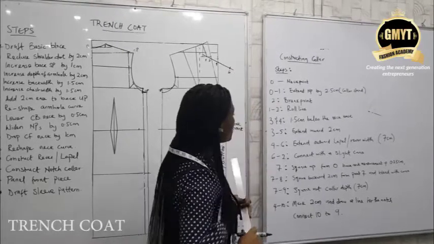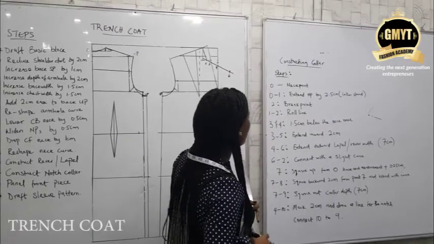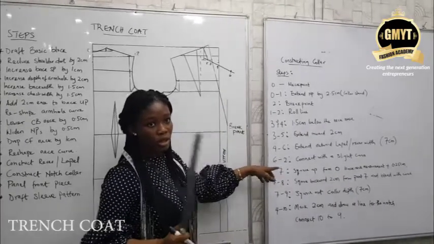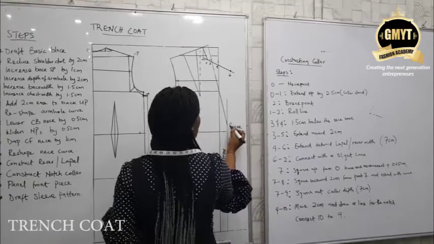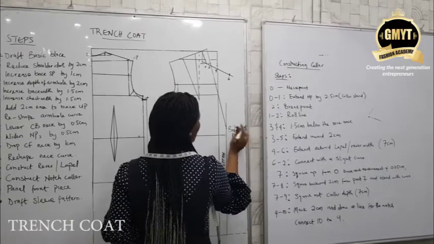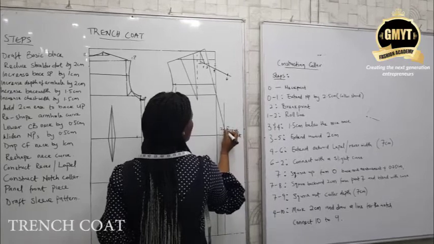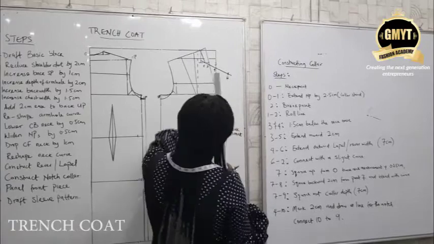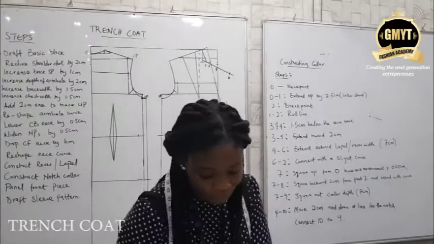So my next step says to connect with a slight curve. Connect point 6 to point 2 with a slight curve. So this is my point 2 here, my break point here. So I'm connecting here to my point 2 here with a slight curve.